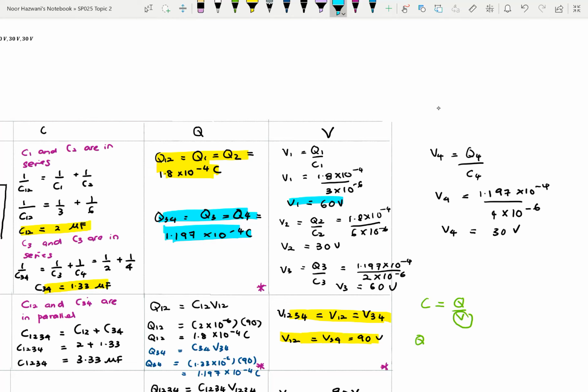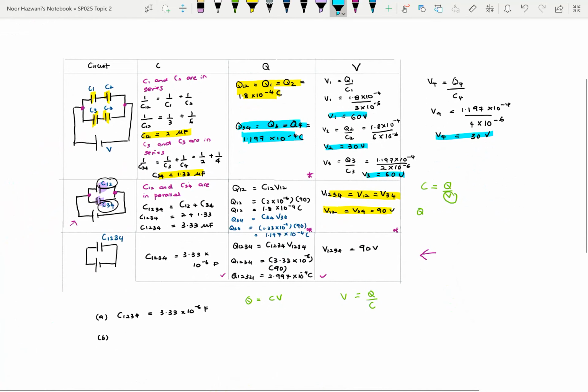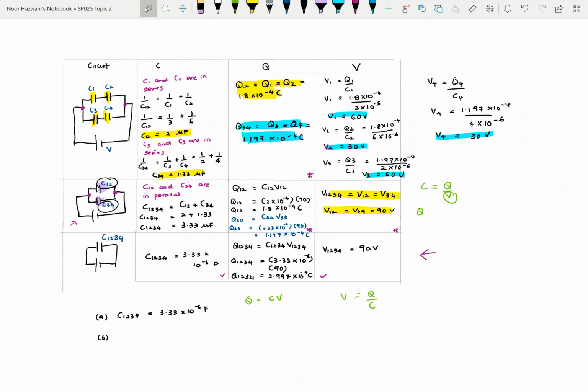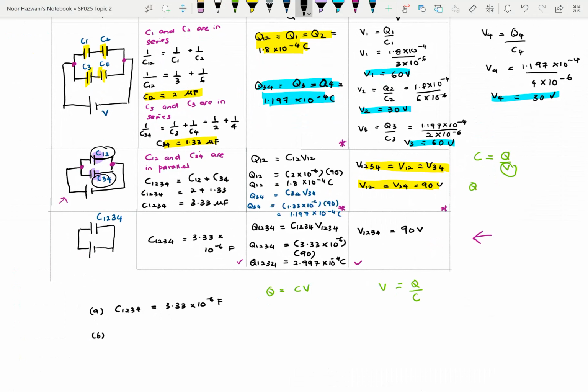Okay, you dah dapat dah semua. V1 is 60. V2 is 30, V3 is 60, V4 is 30. So dah dapat semua value. Apa yang you kena buat, salin balik di bawah. Okay, so kita salin balik one by one. So Q1 kita adalah sama dengan Q2, which is 1.8 times 10 power of negative 4 coulomb. Okay, Q3 is equals to Q4, which is 1.197 times 10 power of negative 4 coulomb.